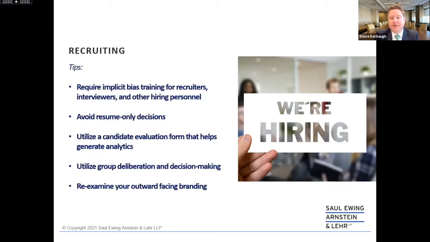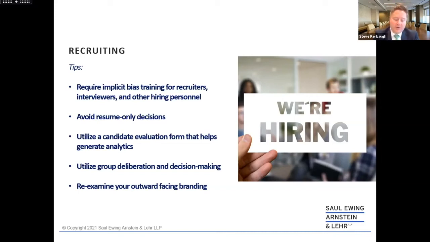Some tips for recruiting: requiring implicit bias training for recruiters, interviewers, and other hiring personnel can help weed out the detrimental effects of those particular biases. So that's recommended. Resume-only decisions should be avoided to the extent possible so that employers can get a more holistic view of a candidate. You should utilize a candidate evaluation form that helps generate analytics so that you can compare candidates more broadly using those same kinds of analytics. Utilizing group deliberation and decision making too is always a good thing. Generally more heads are better than one when it comes down to hiring decisions.